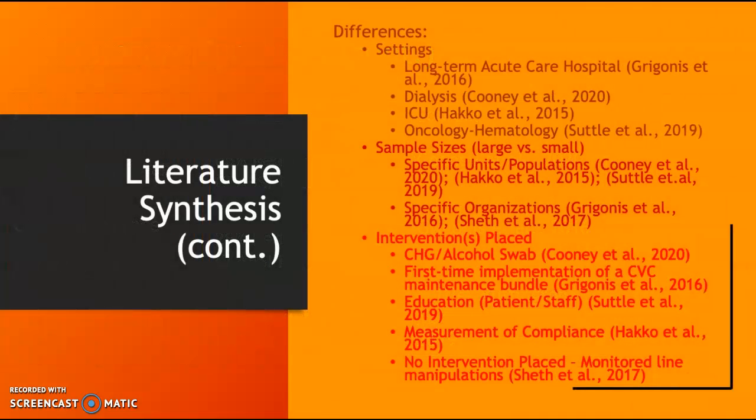Some further differences amongst the authors. Some authors chose different settings. So Gregonis et al. primarily looked at long-term acute care hospitals. Cooney et al. looked at dialysis patients in a North Carolina health system. Hacko et al. looked at a 13-bed med-surg ICU in Turkey.